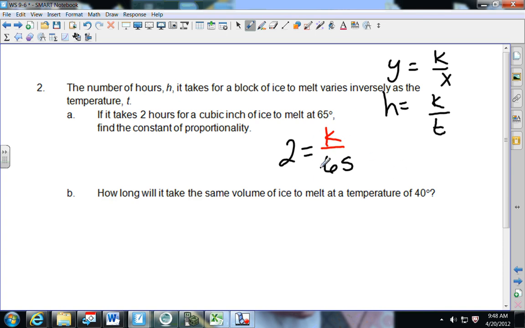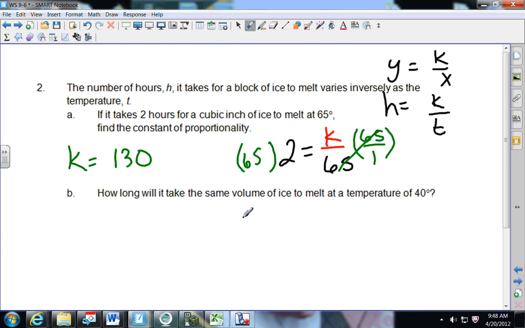Now to solve from here, this is simple solving from middle school. We multiply each side by 65 because that's the opposite of divide. These cancel, and my k equals 65 times 2, which is 130.